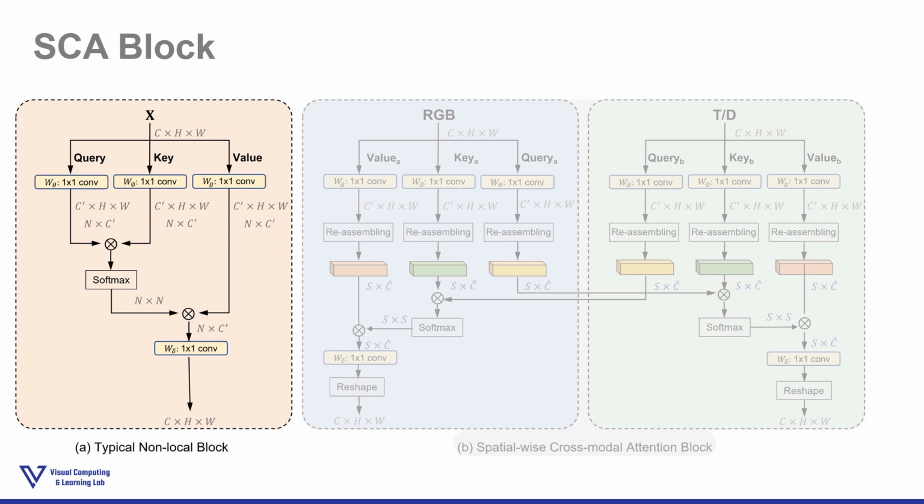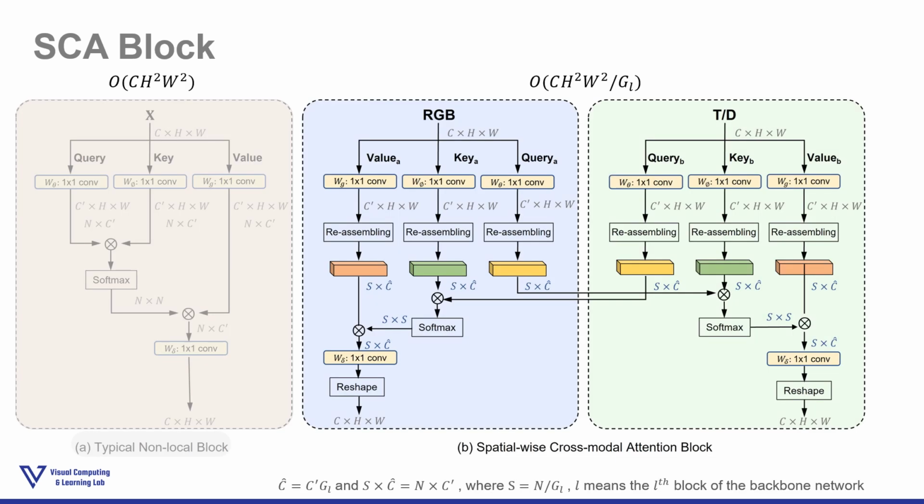However, the typical non-local block can only work on unimodal data, and the high complexity introduced by matrix multiplication hinders its use. To alleviate these problems, we propose the SCA block. Different from the typical non-local block, the input of our SCA block is a pair of images with different modalities, and its key and value are from the same modality, while the query is from another modality. Thus, the SCA block aggregates and aligns the information from two modalities.